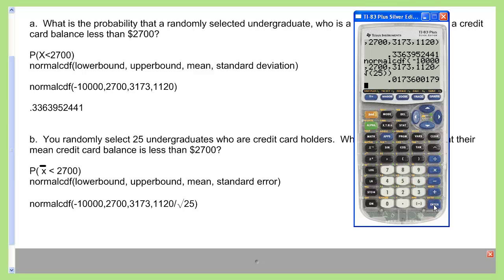There's a very small percentage. So there's about 34%, the probability is about 0.34 of people who have less than a $2,700 credit card that are undergraduate students, and here there's a very small percentage in this 25 people. About 2% would have, or the probability of 0.02 would have that lower credit card debt.